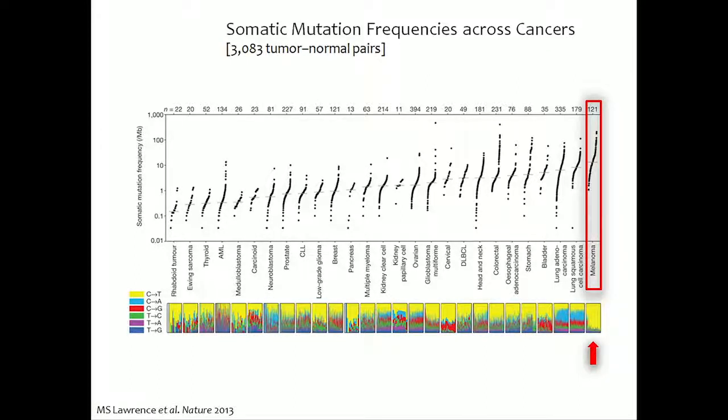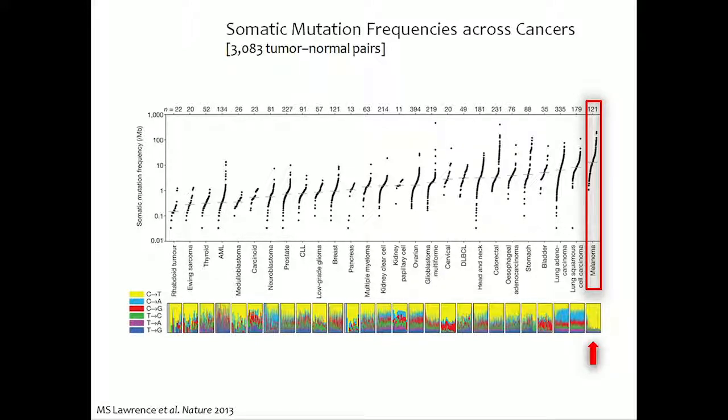For example, childhood tumors, AML, medulloblastoma, get about 1 mutation per MB. If you look at breast cancer, it's about 10 mutations per MB. We have pancreas, about the same, and ovarian. Now, if we go all the way far right, the cancer that has the highest mutation load is melanoma, hundreds of mutations per MB in melanoma.